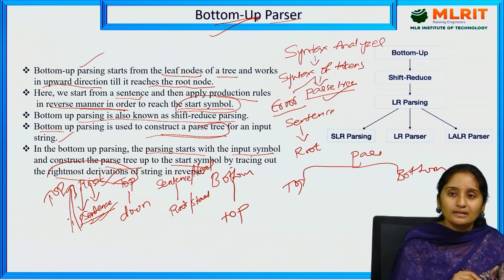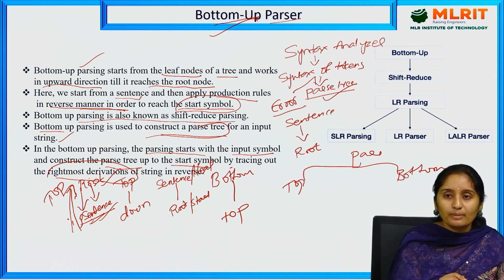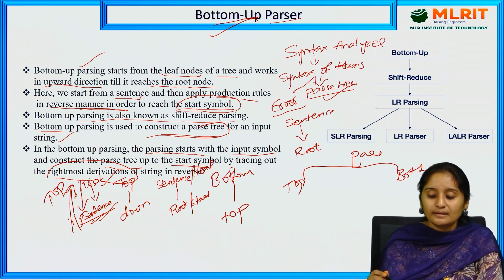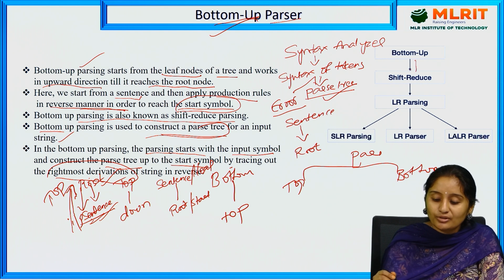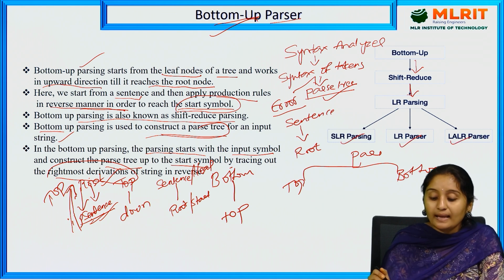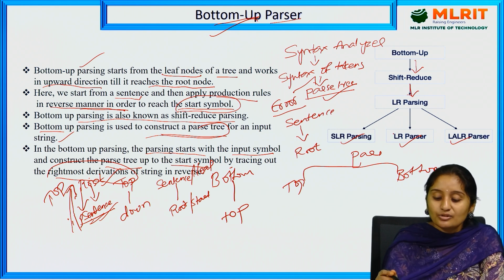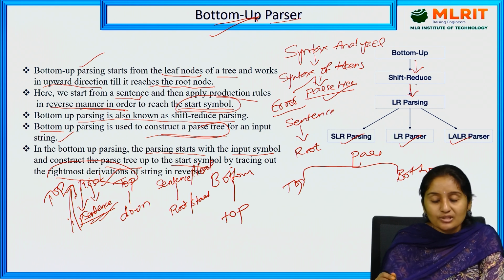We'll see in detail with an example for this bottom-up parser. See here in the diagram, the bottom-up parser is nothing but a shift-reduce parser. This shift-reduce parser is nothing but LR parsing, and this LR parsing is divided into SLR parsing, LR parser, and LALR parser. So these are the different types of parsers. We are going to discuss what a shift-reduce parser is, what LR parsing is, and what SLR, LR, and LALR parsers are.